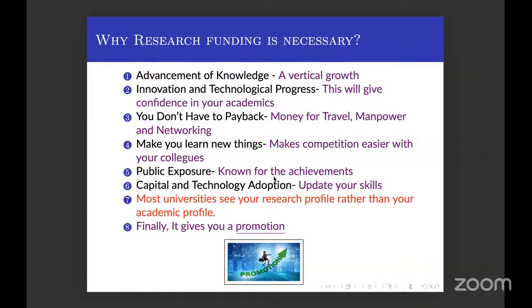Public exposure, being known for the achievements. So you will be known for the achievements. Capital and technology updates, adoption. So those who are in the area, the latest technologies are coming in, so you will be updating your skills, because you will be asked the questions about what you have done in your research outcome. Most universities see your research profile rather than your academic profile. This is very important, and that is why I have marked it in red color.